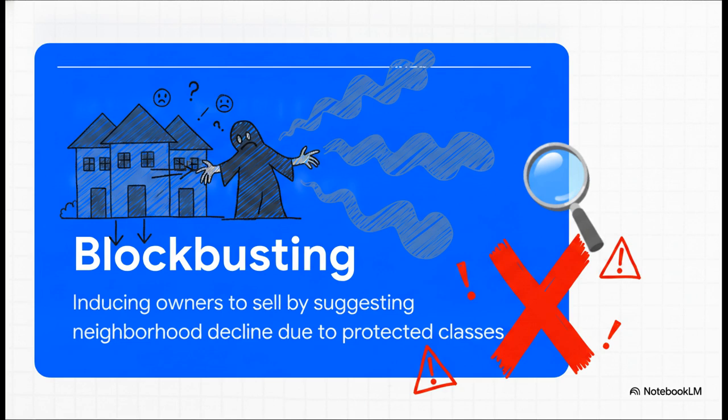How do they pull it off? By manipulating fear based on a protected class entering the area. That's blockbusting. It's a predatory, manipulative, fear-based tactic designed to generate fast turnover and cheap listings, and it is strictly illegal. Remember, your job is to stabilize communities, not exploit them.